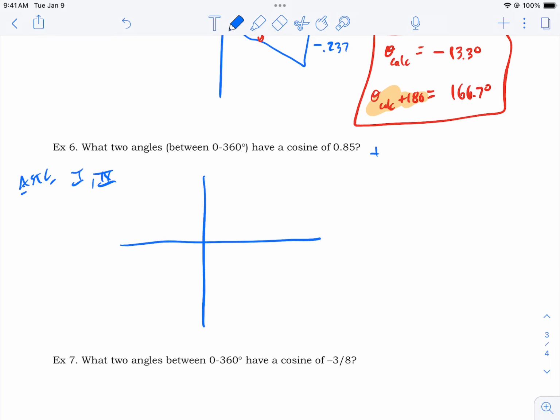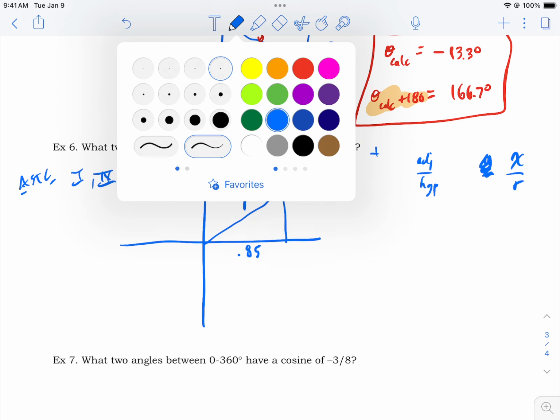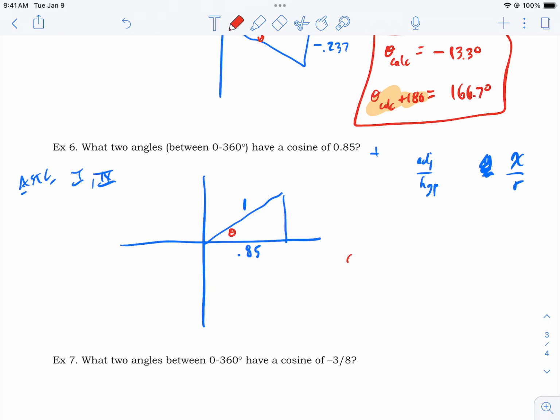So let's draw something that has a cosine of 0.85. Now remember, cosine is adjacent over hypotenuse, or in coordinate axis land, it would be x over r, like this. So 0.85, and I'm not saying this is accurate, would look something like this, a 0.85 to 1 ratio of x over r. What's the calculator tell us? If I go shift cosine of 0.85, the calculator tells me 31.8 degrees.